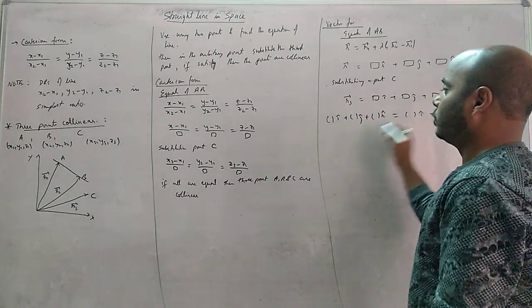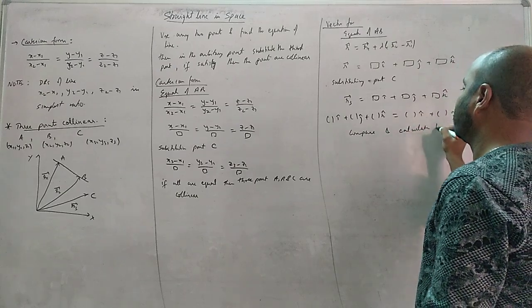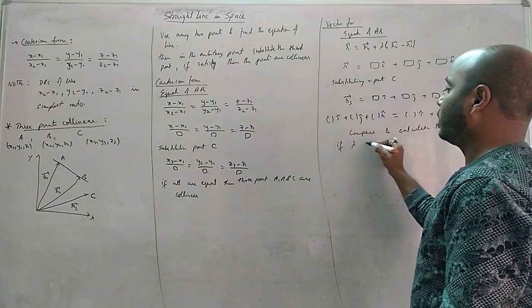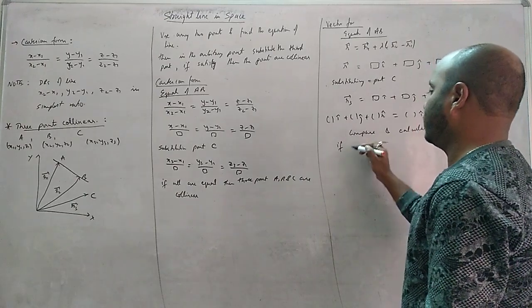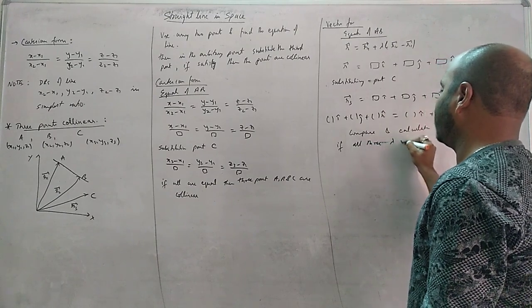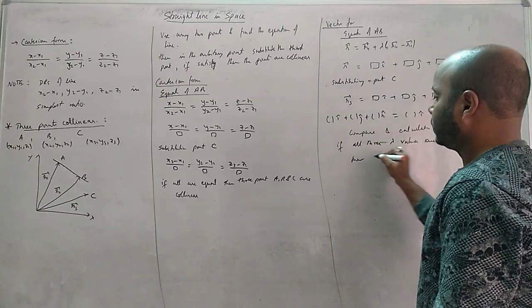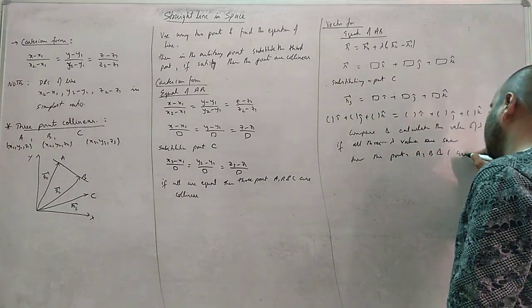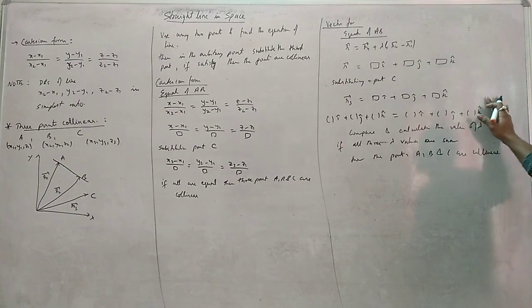यहां से क्या आएगा? Equate करो, compare करो, compare and calculate the value of lambda. If all three lambda values are same, then the points A, B and C are collinear. Okay, class, understand? So I don't prefer this method till it's asked in the examination.